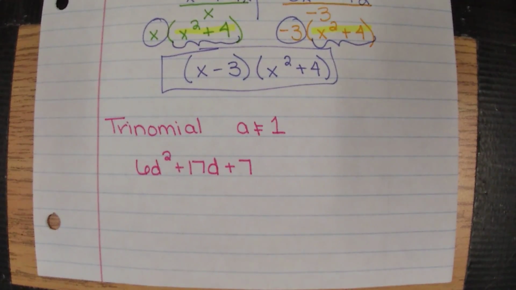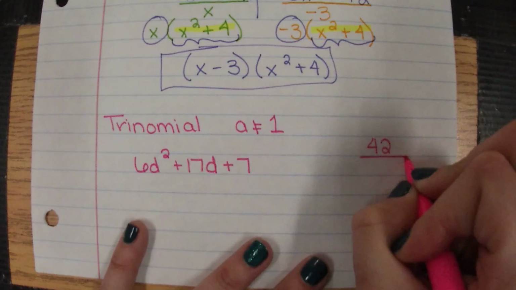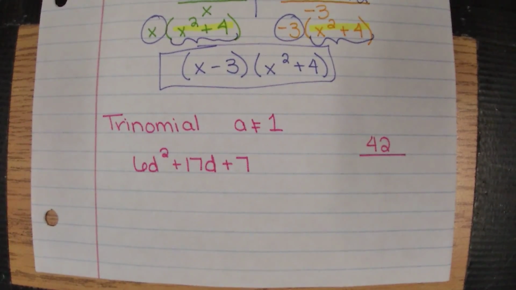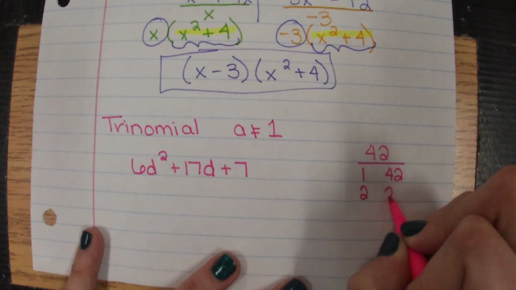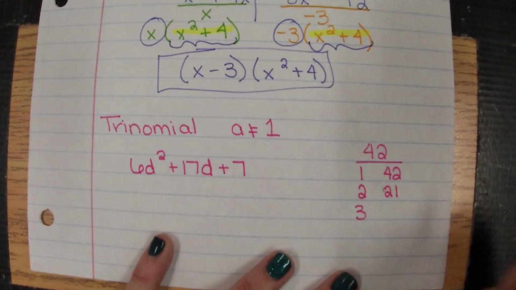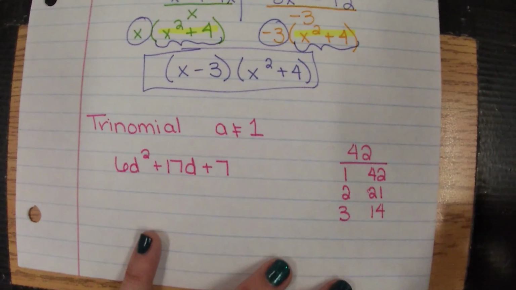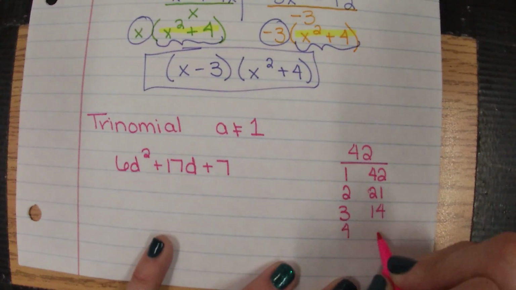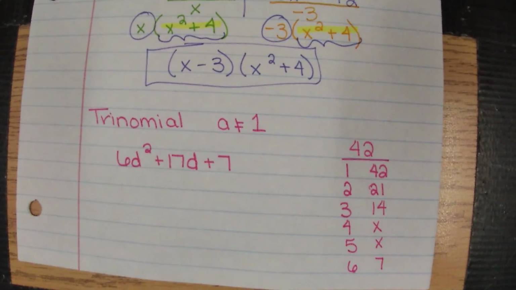What did we say we would do first for trinomials? We need to multiply a times c. So 6 times 7 is 42. And then we started listing all those pairs going down the list. So we would say 1 and 42, 2 and 21, 3 and 14, 4 and nothing, 5 and nothing, 6 and 7.